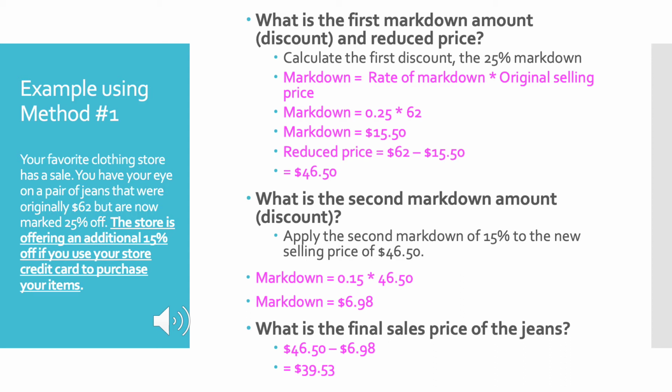What is the final sales price of the jeans? The final sales price is found by taking the $46.50 and subtracting off the $6.98. That gives us a final amount of $39.53.